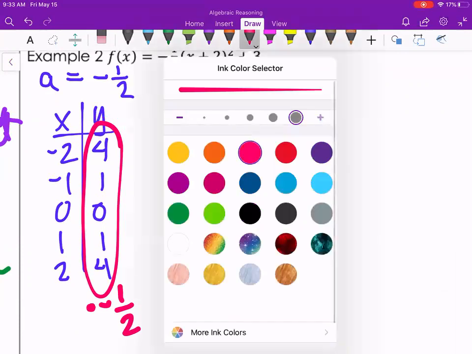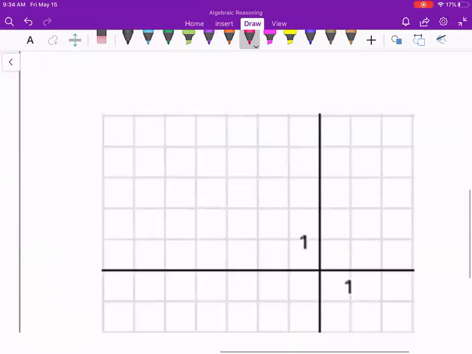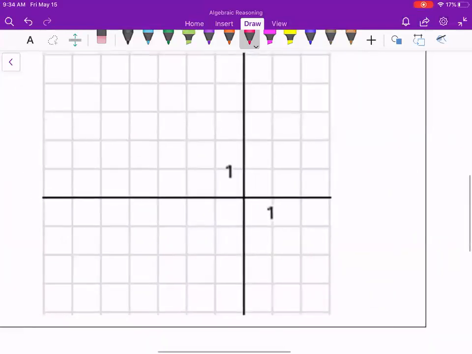All right, so let's get our new values here. All right, so 4 times a -1/2, -2. 1 times a -1/2, a -1/2. 0 times a -1/2, still a 0. 1 times a -1/2 again, another -1/2. And 4 times a negative half, negative 2. So those are the first points I want to go draw. All right, so we have negative 2, negative 2. So there's our first point.